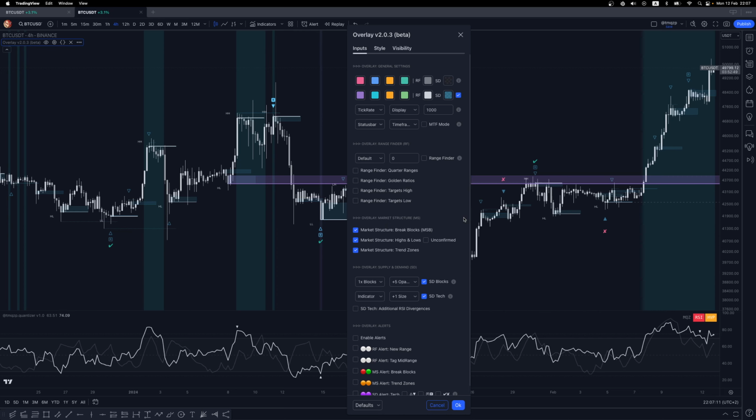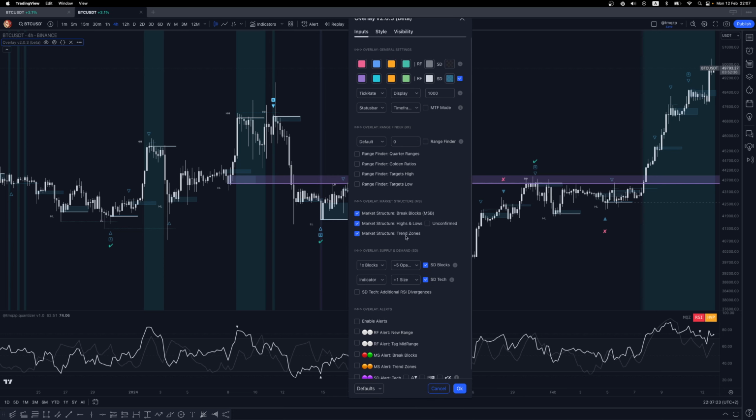Tooltips, that's covered. Confirmation reclaim, that's it. Size, yes, covered that. That's pretty much it. Let's go over the alerts real quick.